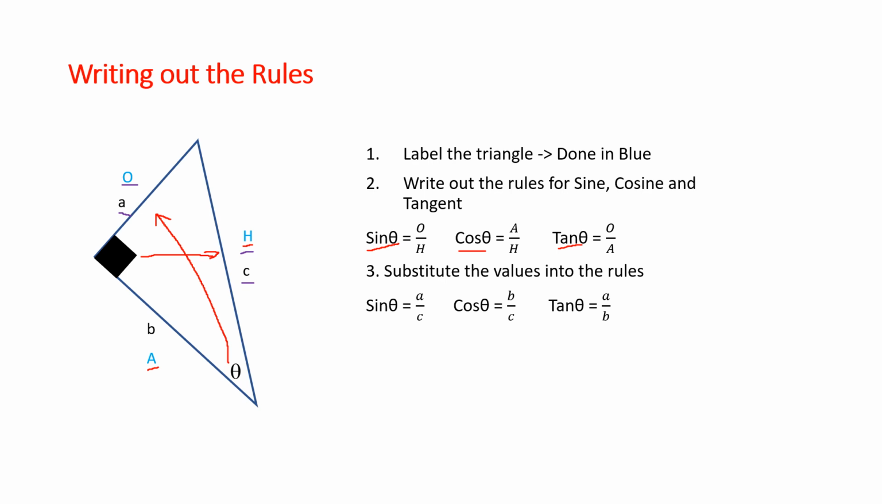We do the same thing with cos. We find the A, which is here, and B is the one with it. So therefore, it's B over C. And what we have left is the last one, which is TOA, which is O over A. So we have A over B. And that's how you're going to write out these rules, guys.